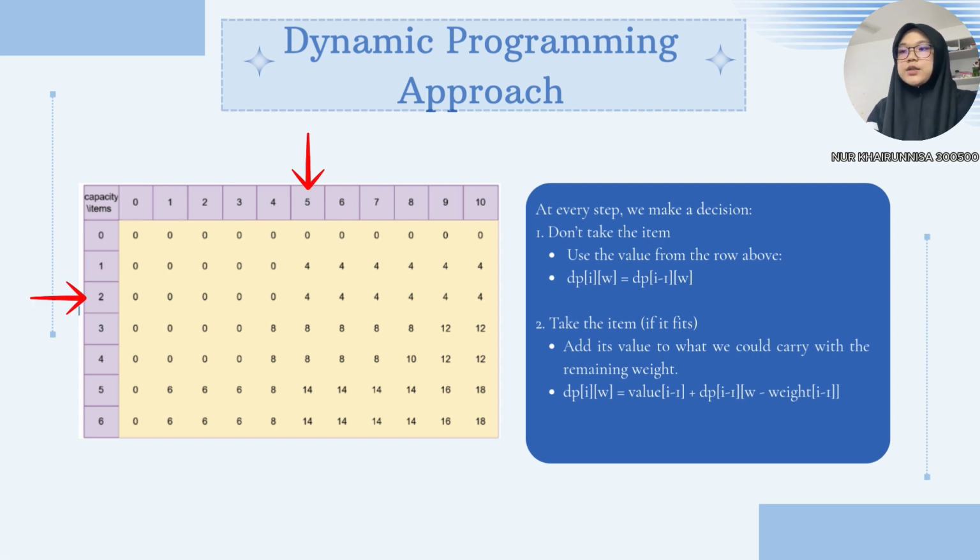Okay, next, for dp[2][5], we decide to use the value from the row above. So we use the formula dp[i][w] equals dp[i-1][w]. So it becomes dp[2-1][w], where w is 5. The result will be dp[1][5]. So that's why the value becomes the same, 4 and 4.